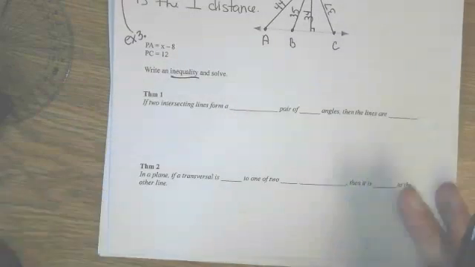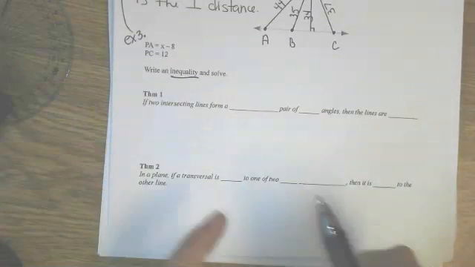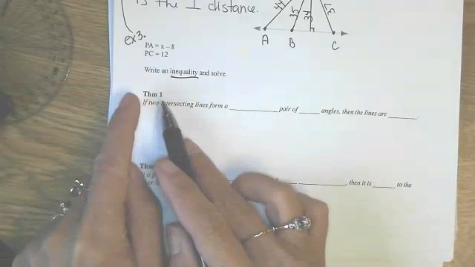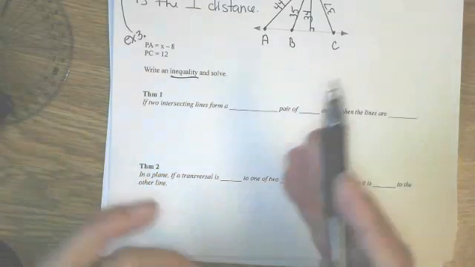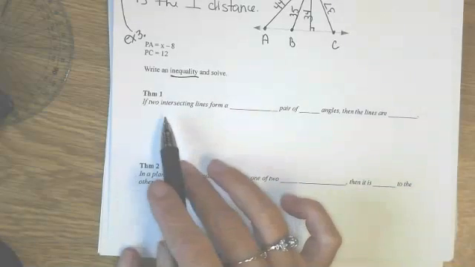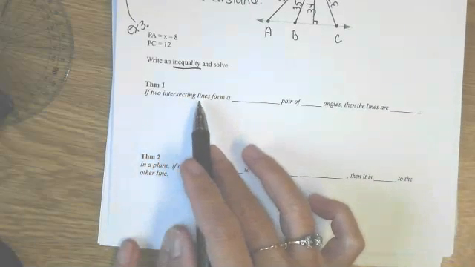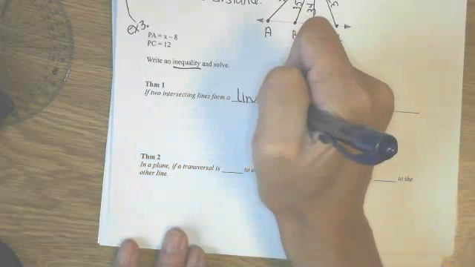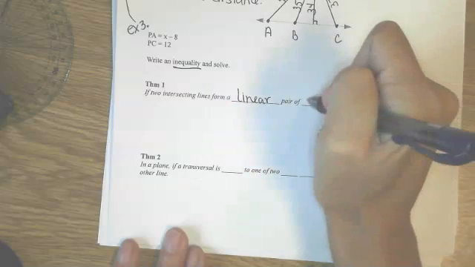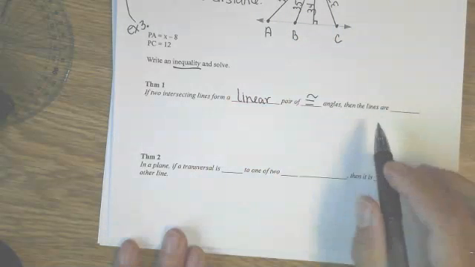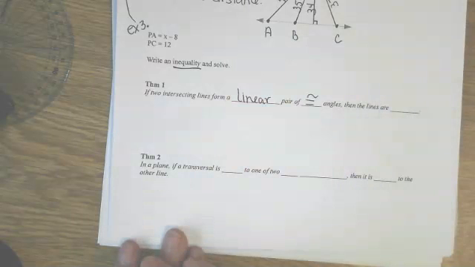Okay. We have 3 theorems today. And instead of writing them out on the homework, they'll refer back to them. You're allowed to call them Theorem 1, Theorem 2, and Theorem 3, even though they don't have any special names. They're kind of common sense. It says, if 2 intersecting lines form a linear pair of congruent angles, then the lines are, so there's going to be a relationship there.